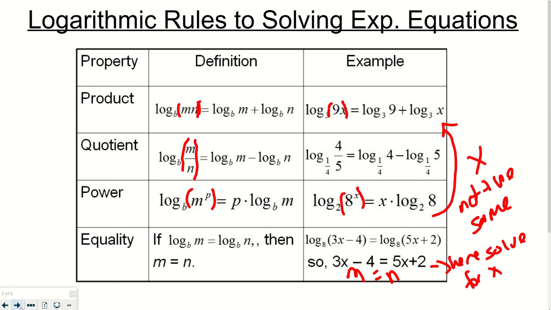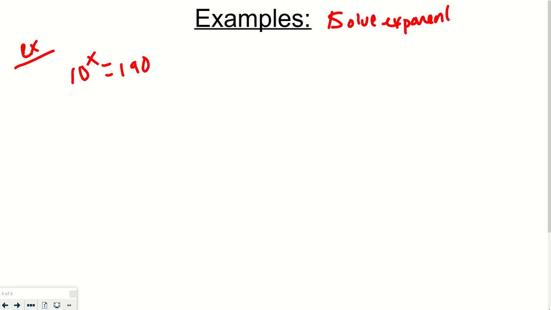Okay, so now let's do some examples. What we're going to do now is the example from your study guide to make sure it makes sense. So now you have 10^x equals 190. Okay, and we're going to solve the exponential equation. So now we're going to use logs.